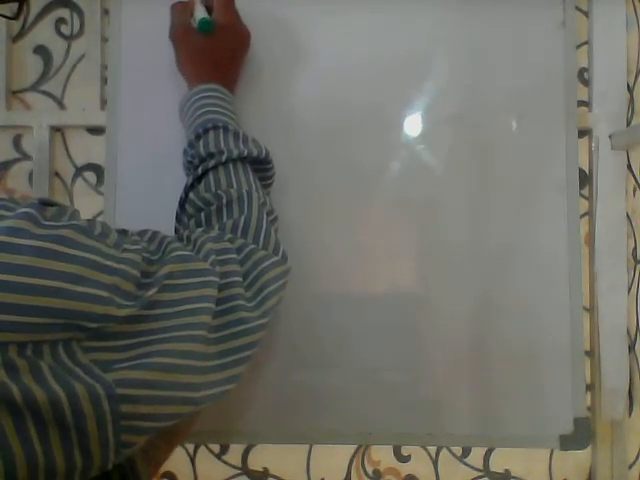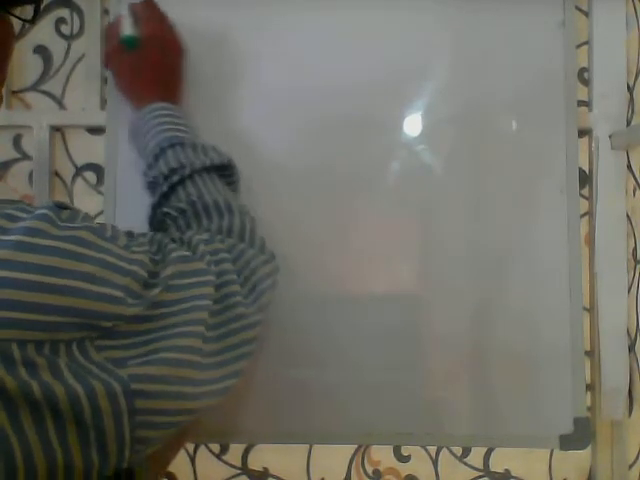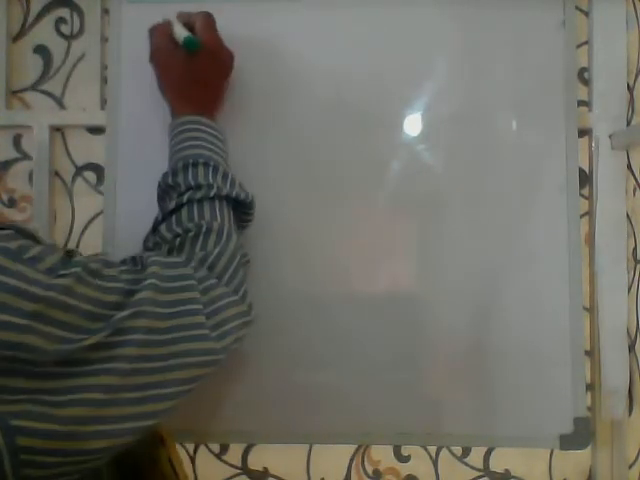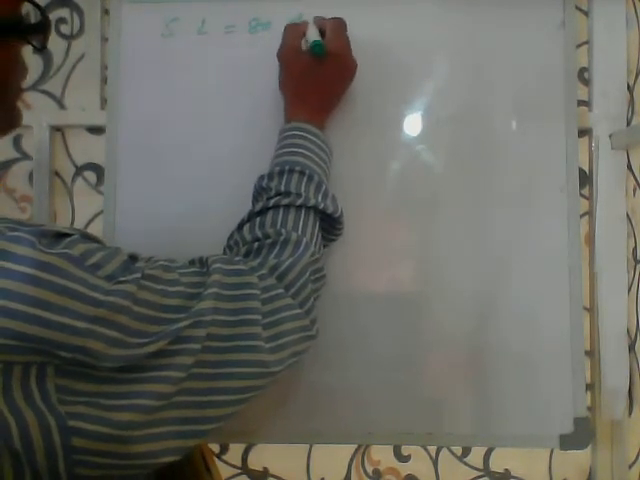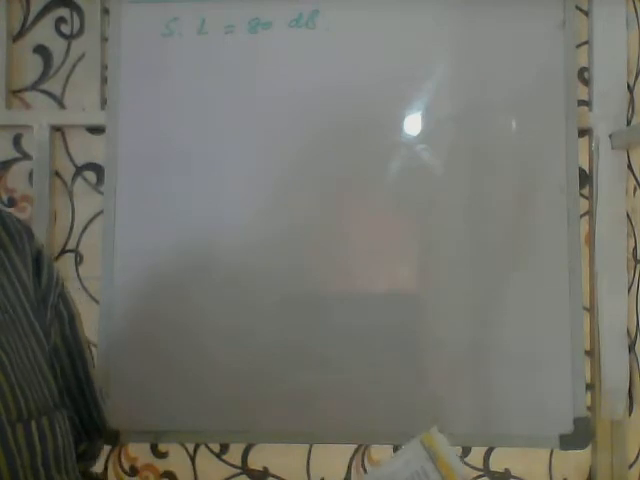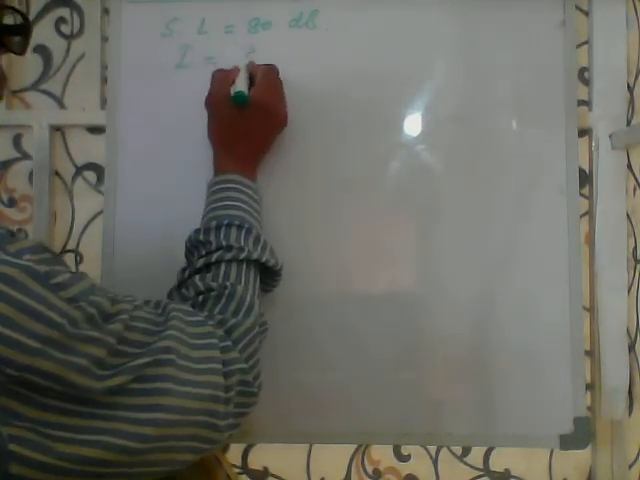Okay, in question number 11.2, numerical 11.2, what is written? It usually comes in board exams. If at Anarkali Bazaar, Lahore, the intensity level of sound is 80 decibel, given, what will be the intensity of sound there? I is equal to question mark.